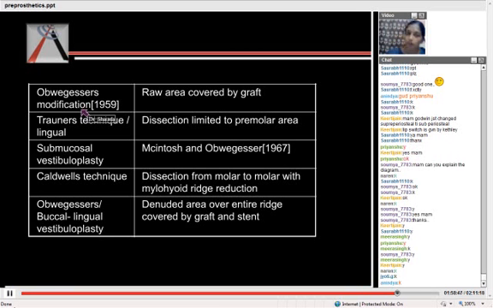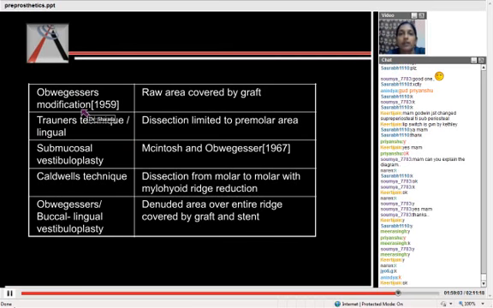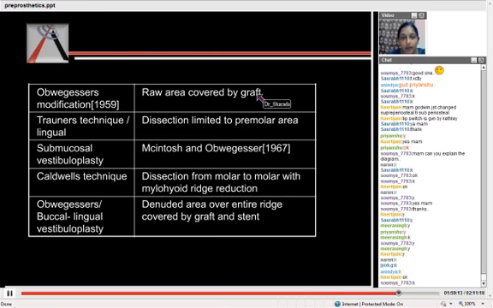Okay. Now we go to Obwegesser. One thing you should remember about Obwegesser is, throughout this vestibuloplasty, he is the one who has given grafts. He uses grafts in all his procedures. You take labial vestibuloplasty, lingual, or a combination of labial and lingual, he advocates graft. It's either a split skin graft or a mucosal graft. So see, the raw area is covered by graft. The moment they say graft, always think of Obwegesser. He was the one who advocated graft placement in vestibuloplasty. The raw area, he suggested, cover it with graft.